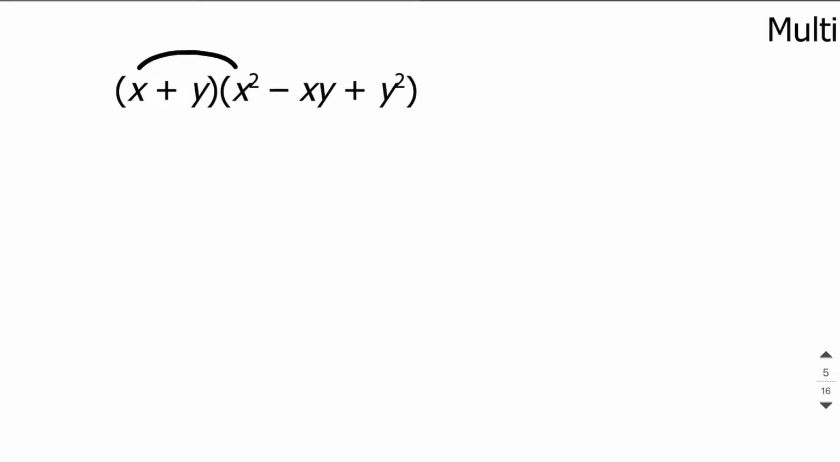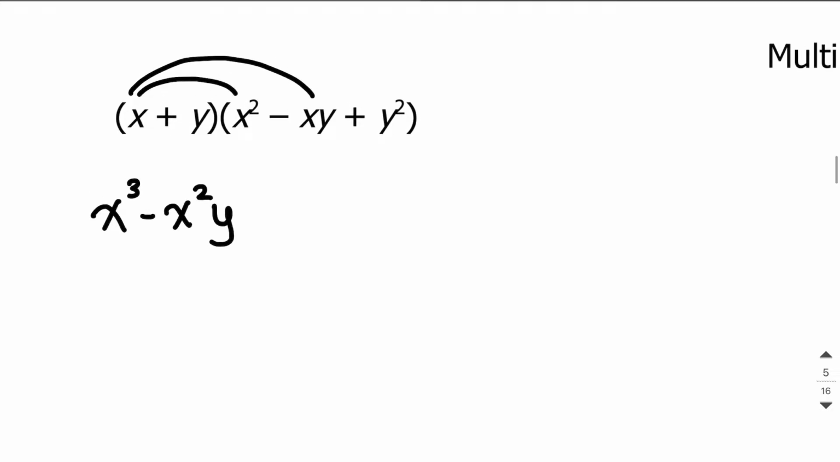So I'm going to multiply x to x squared, which is x to the power of 3. Then I'm going to multiply x to negative xy. And since it's x times x, we get x squared with a y that tags along. And then we also have x times y squared, which is a positive xy squared. If I do that with the x, I also have to distribute the y through. So y times x squared is x squared y.